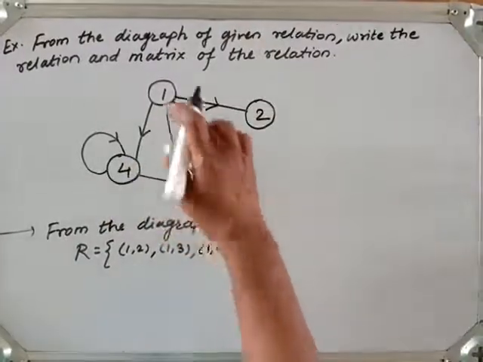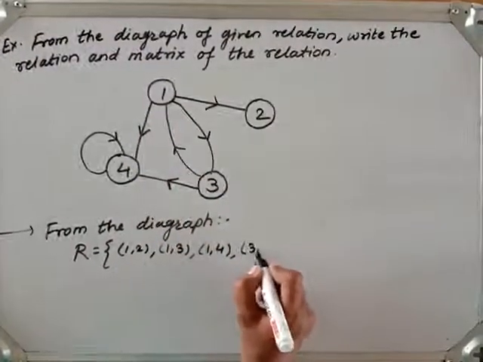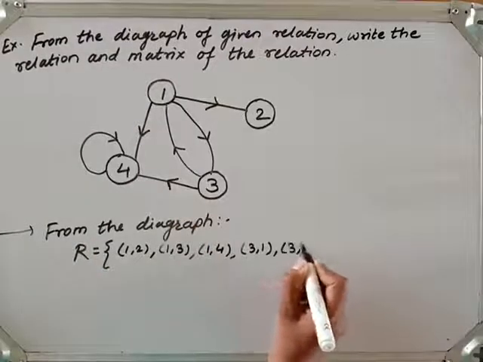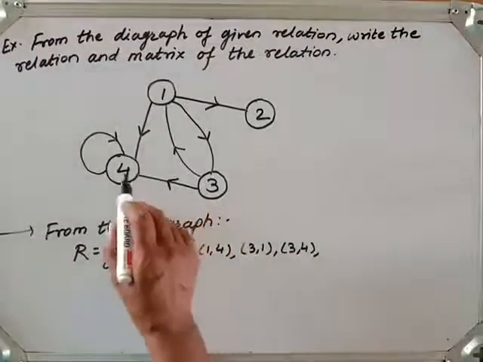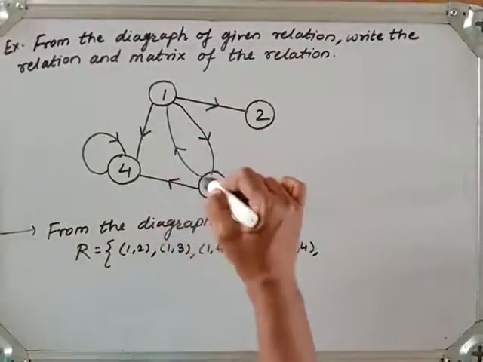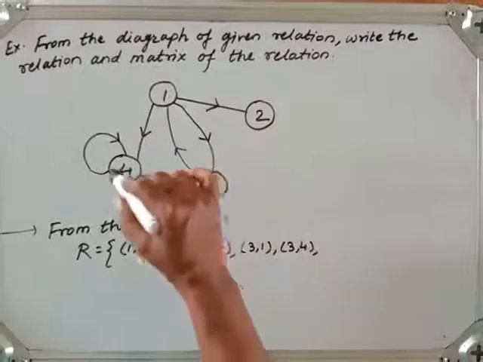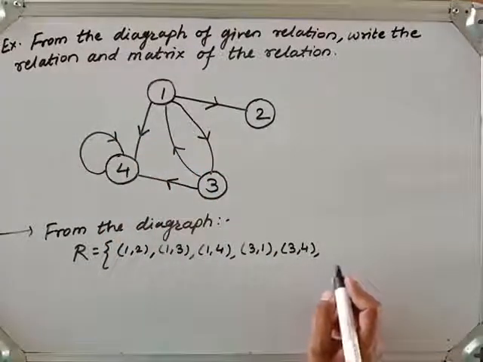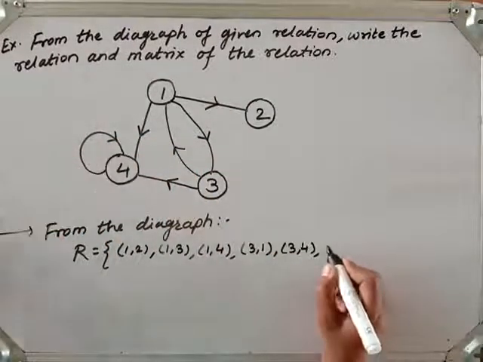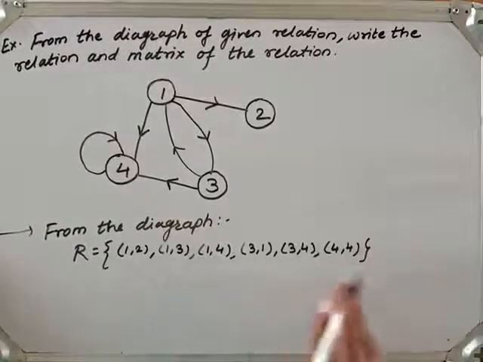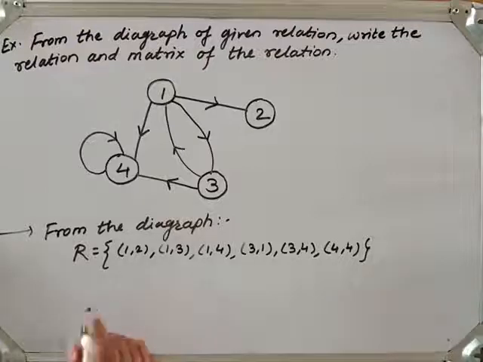3 is related to 1. 3 is related to 4. From 3 there are 2 arrows. Look at this one: 3 is related to 1, 3 is related to 4. And 4 is related to 4. These many pairs we get in the relation.